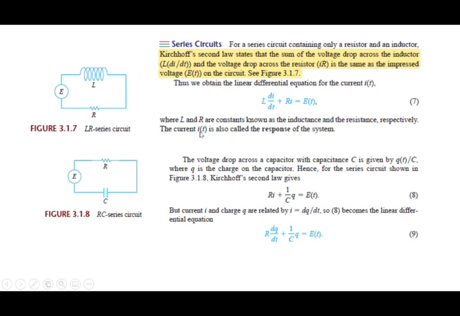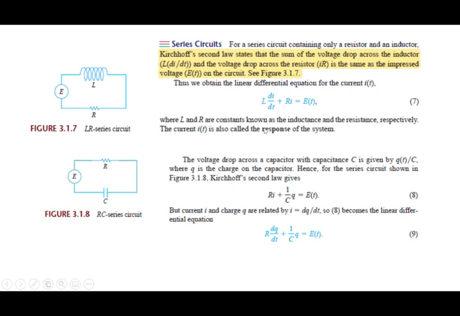Okay, the current. So what is I(t)? I(t) is the current. I should put this in yellow. It's also called the response of the system. Now, on the other hand, we have another circuit. This is called the RC series circuit. This was called the LR series circuit. In the RC series circuit, the voltage drop across a capacitor with capacitance C is given by Q(t) divided by C, where Q is the charge on the capacitor. Hence, for the series circuit shown in this figure, Kirchhoff's second law gives R i plus 1 over C Q equals E(t). But it turns out that the current I and charge Q are related by this formula. So the derivative of charge is current. And then we have a linear non-homogeneous differential equation.